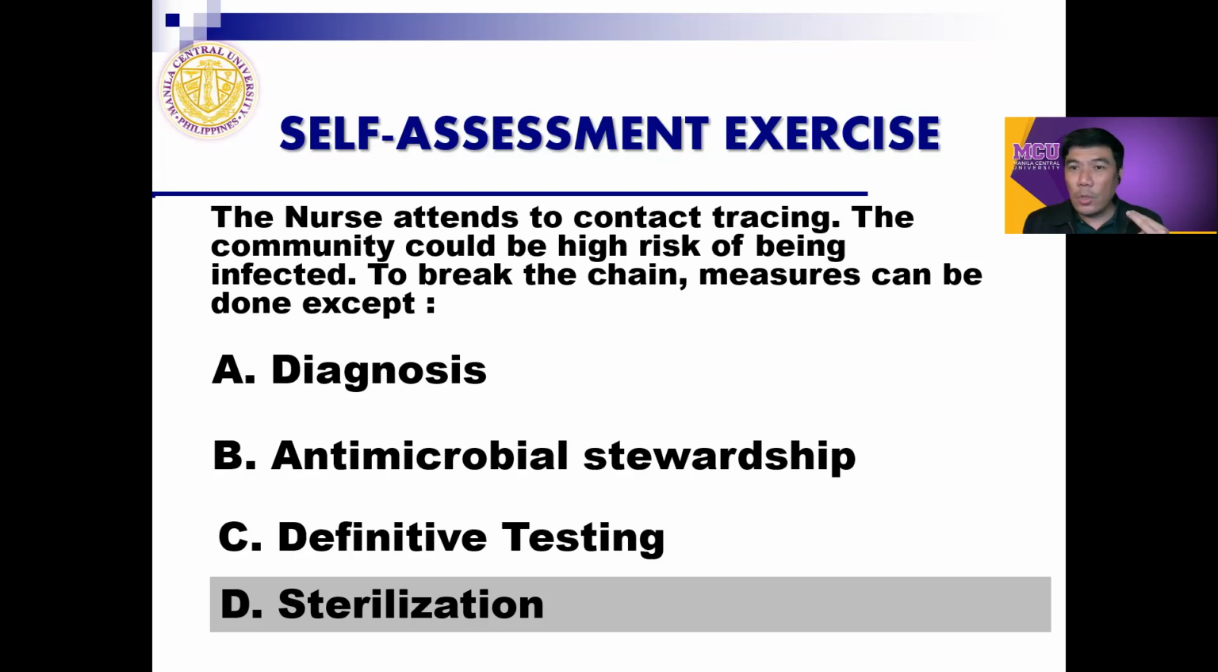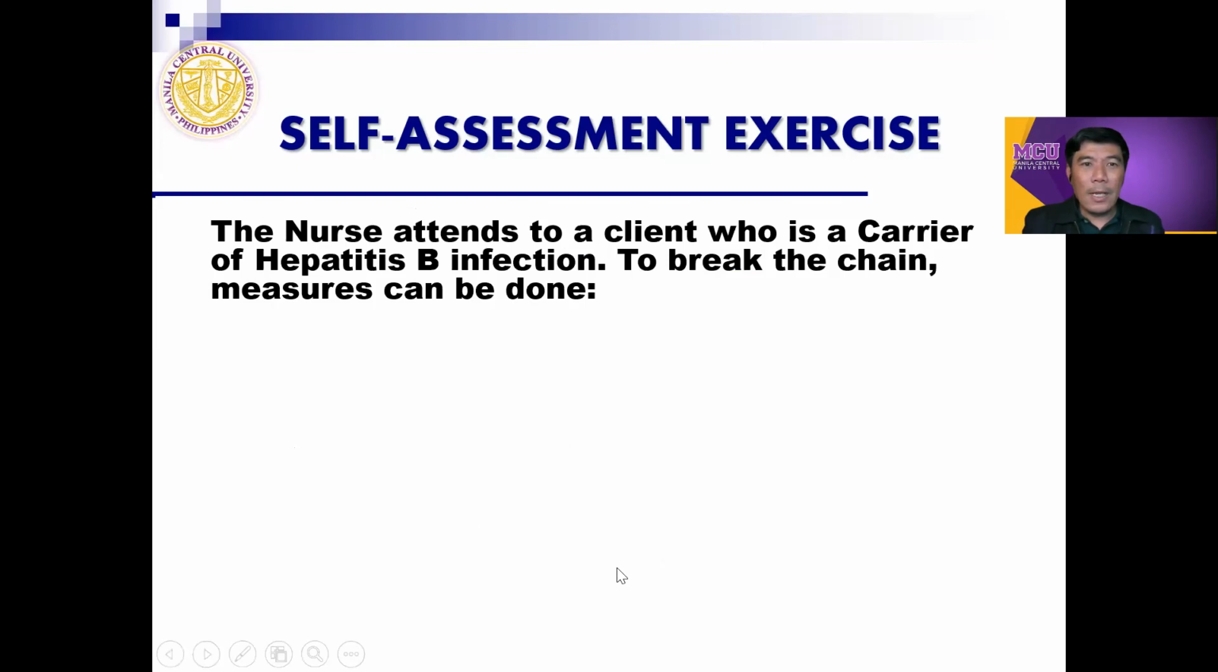Other than that, sterilization could be done also by soaking in a sterilization solution. So highly concentrated ito so that it will kill the pathogens totally. So those are the ways and measures that should be done. But since we are on the contact tracing, the sterilization can't be applied pa. We are still identifying the extent of the infection that has already spread in the community. Okay, next question. Next question.